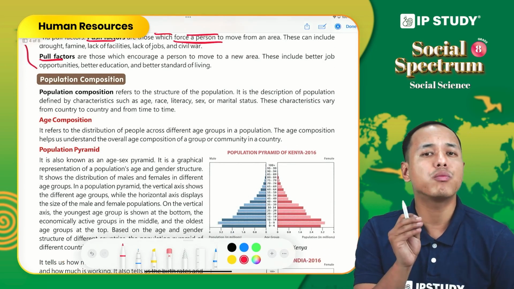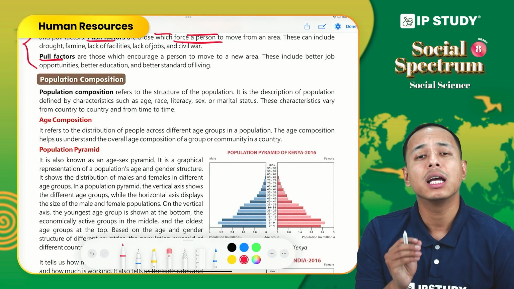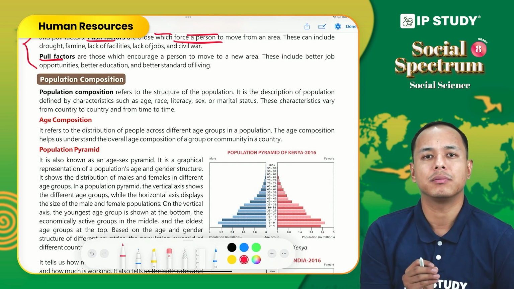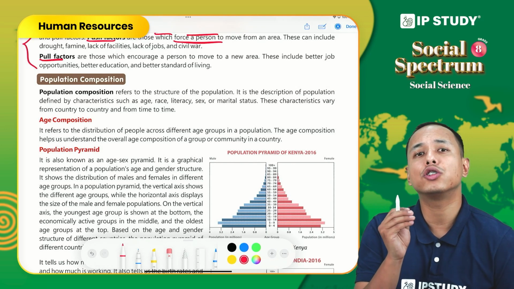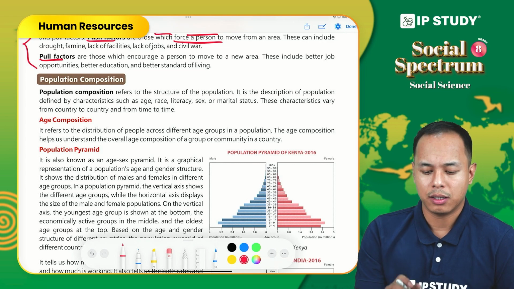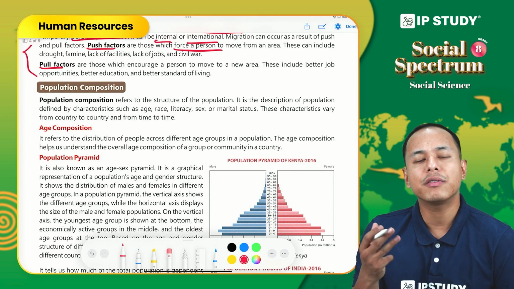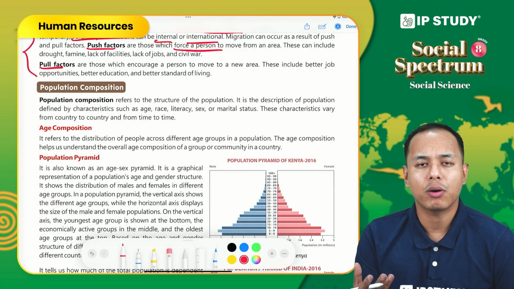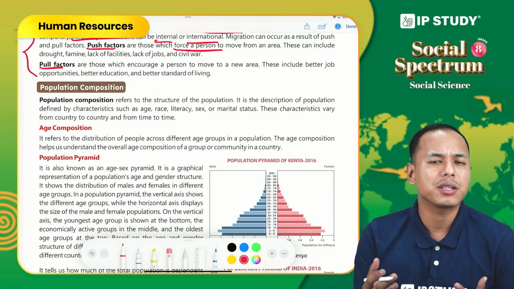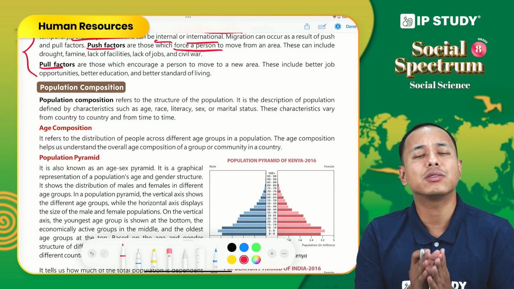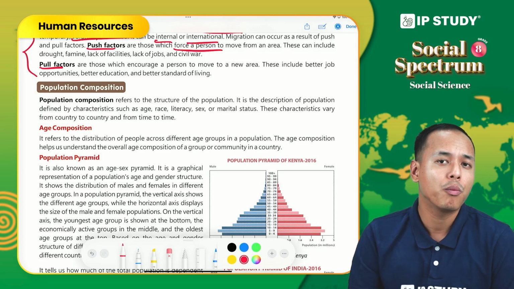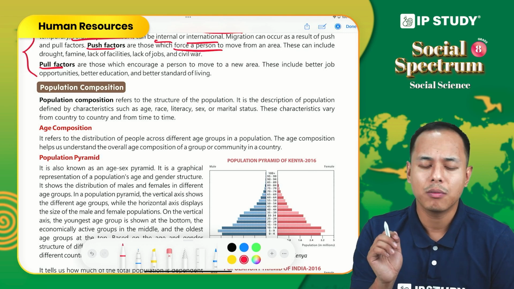On the other hand, we have pull factors. What are pull factors? These factors attract people. It can be better job opportunities, better housing facilities, better government policies, or better education. So there are many factors that attract people, and these are called pull factors. Push and pull factors.